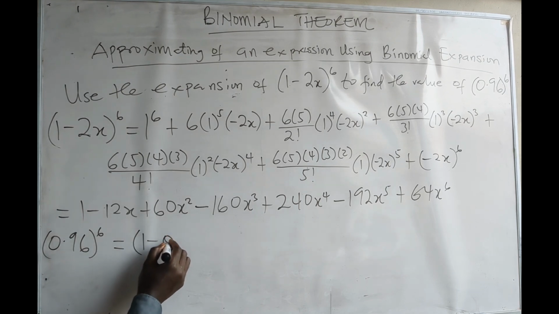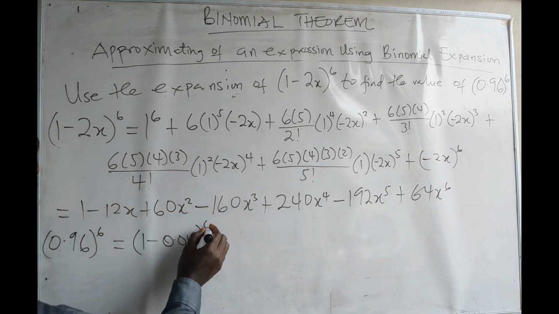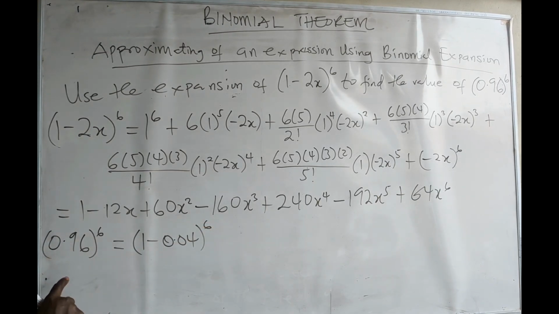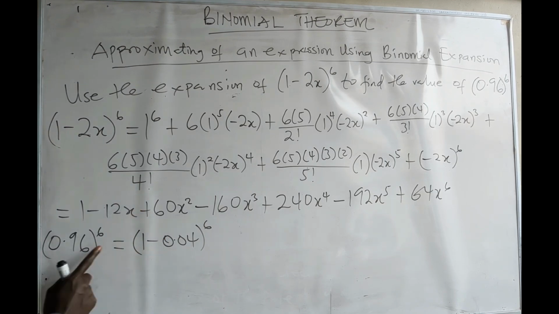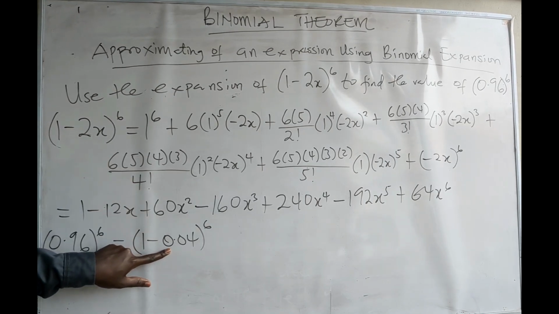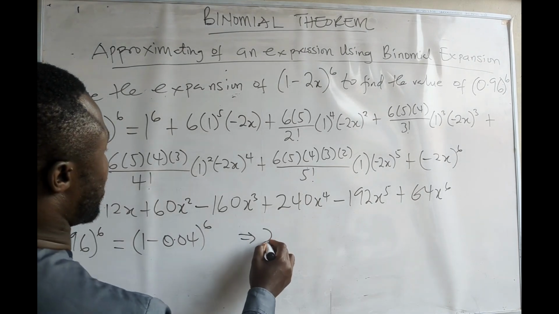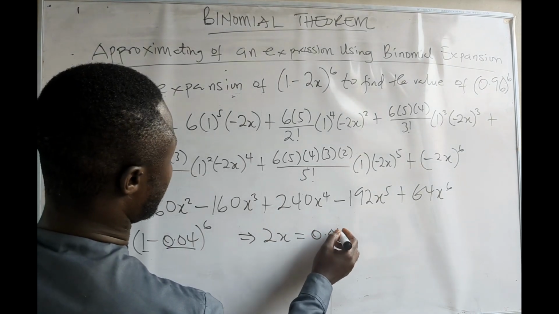So it means that 1 minus 0.04 will give me the same as 0.96 exponent 6. So 0.96 is the same as 1 minus 0.04. So here is 1 and then minus is here. So the 2x is the same as 0.04. So it implies that our 2x will be equal to 0.04.